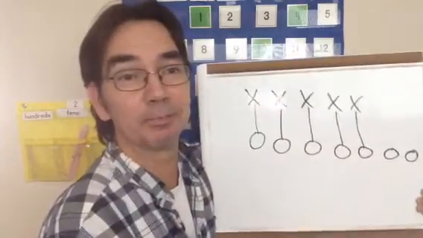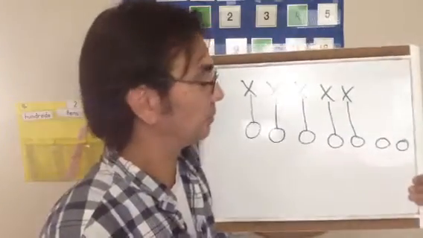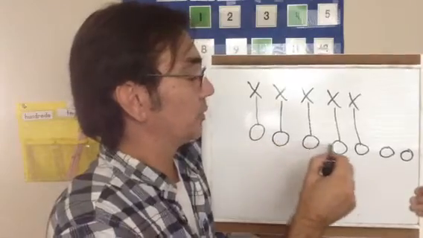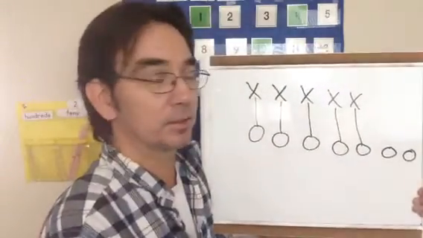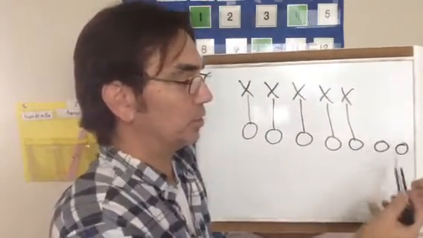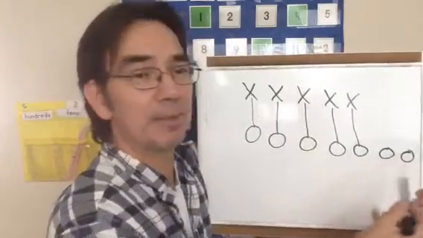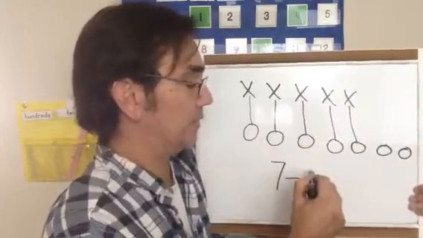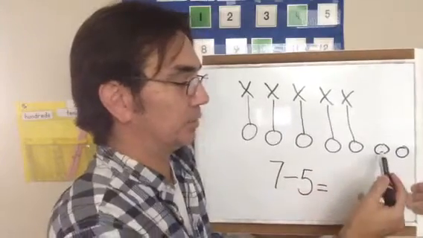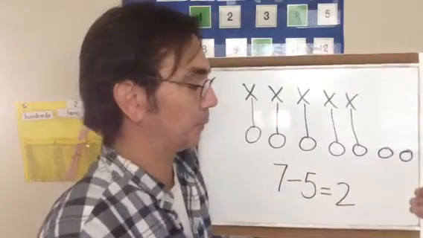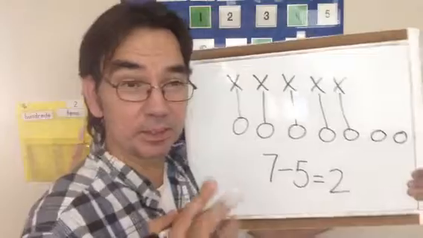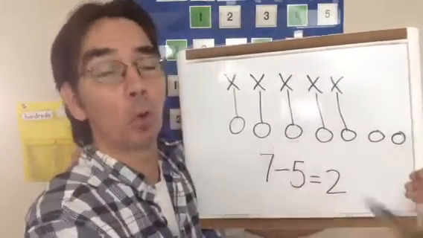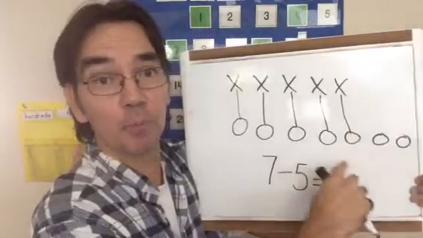Oh, and now I've run out. So let's take a look. We have 1, 2, 3, 4, 5 X's and O's, but then there's actually 2 more O's, so 5, 6, 7. So there's 7 O's minus 5 X's leaves us with 2. So we can look at this 2 ways. We can start with the O's, and we can say that there are 2 more O's.